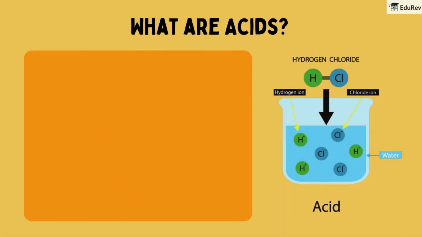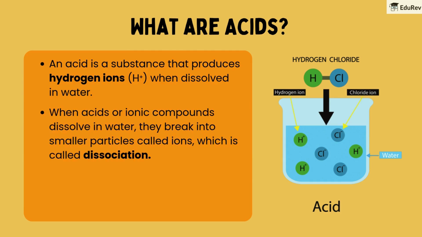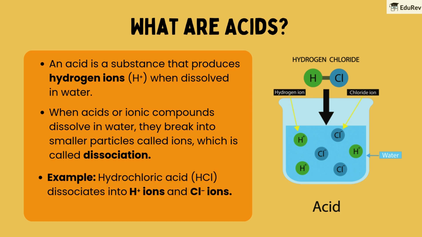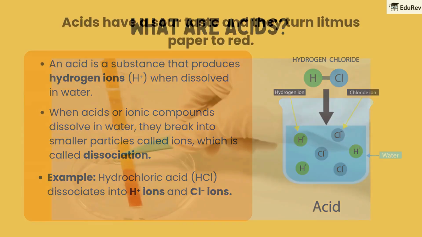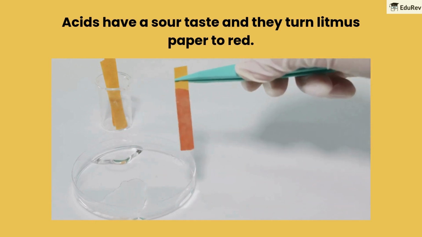Let's begin by learning what are acids. An acid is a substance that produces hydrogen ions when dissolved in water. When acids or ionic compounds dissolve in water, they break into smaller particles called ions, which is called dissociation. Example: hydrochloric acid dissociates into hydrogen cations and chloride anions. Acids have a sour taste and they turn litmus paper to red.